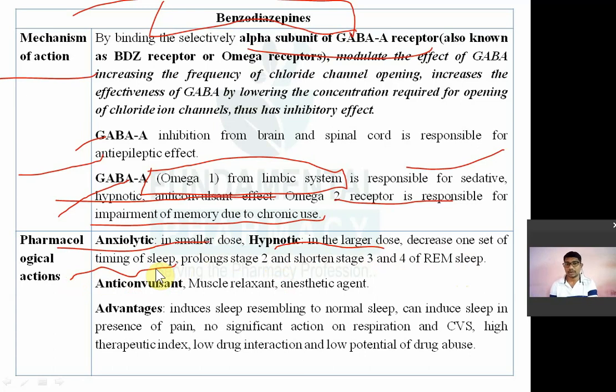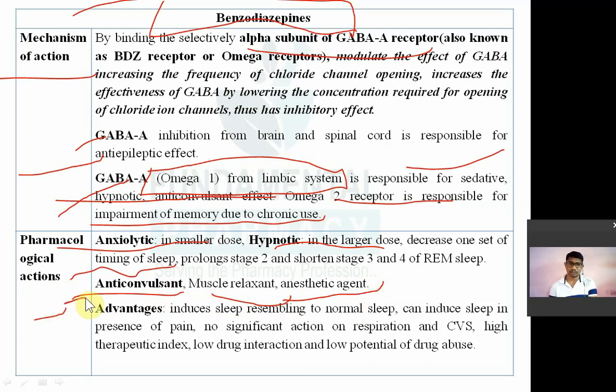They prolong stage 2 and shorten stage 3 and stage 4 of sleep. They also have an anticonvulsant effect. They are also muscle relaxants, and they are also anesthetic.